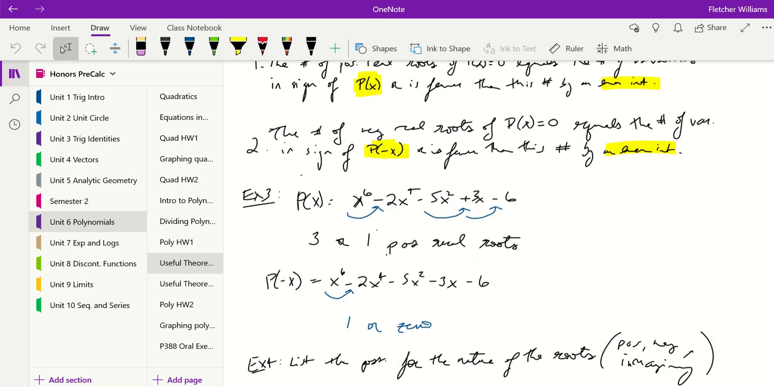So you look at the actual original polynomial. Count the number of sign changes. Okay? 1, 2, 3. So there's 3 or 1 positive real roots. How do you get the 1? You take whatever number of sign changes and subtract 2, or subtract another 2, or subtract another 2. So if you got 5, it could be 5 or 3 or 1. If you got 2, it could be 2 or 0.